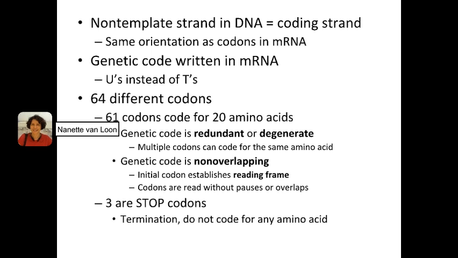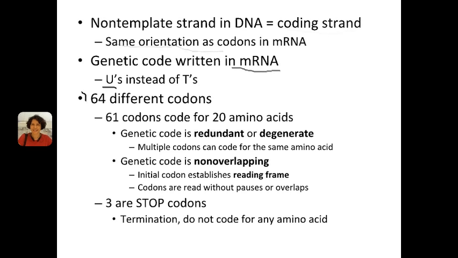In the last slide, we saw that the non-template strand of the DNA, the one that is not getting transcribed, was essentially identical to the messenger RNA transcript. The non-template strand is therefore called the coding strand. It has the same orientation also as the codons in the messenger RNA. The genetic code is written in messenger RNA triplets. In other words, the code is going to have U's and not T's.